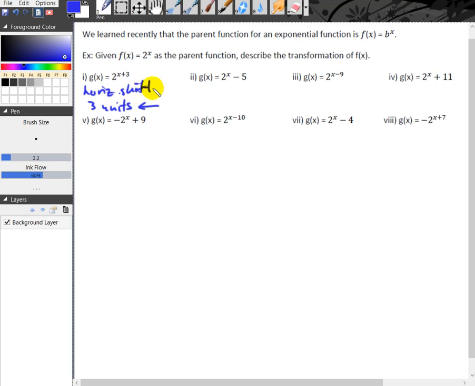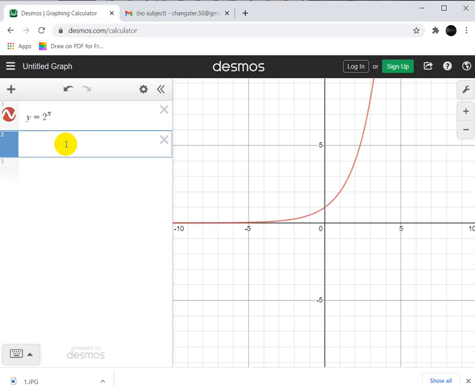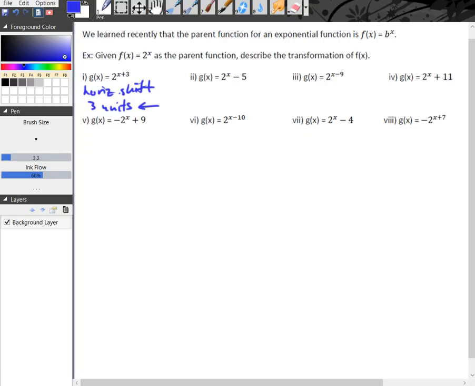If I pull up Desmos real fast, I put y equals 2 raised to the x, and graph another function, 2 raised to the x plus 3. If I click on these points here, you can see the y-intercept started at (0, 1). And that y-intercept is shifted 3 units to the left, if you consider the blue graph. So that is an example of a horizontal shift 3 units to the left.